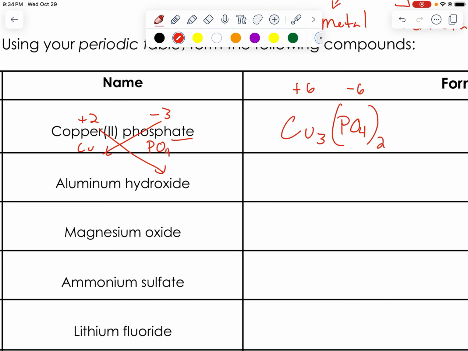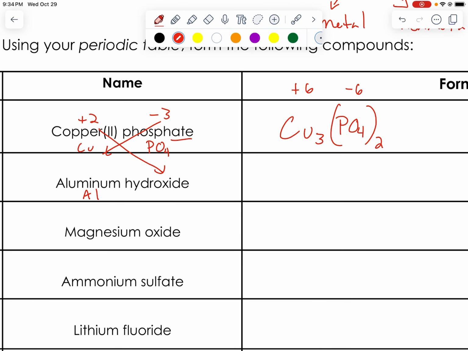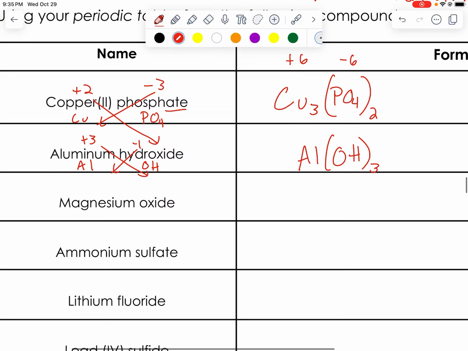All right, aluminum hydroxide. Aluminum is Al, hydroxide is OH. Aluminum is +3, hydroxide is -1. You're going to crisscross, so the 3 goes to the hydroxide, the 1 goes to aluminum. It's Al(OH)3. You have to put the parentheses on hydroxide. If you don't, and you just put the 3 at the end of that hydrogen, it's actually going to be a different substance than hydroxide. So make sure to put parentheses around it.